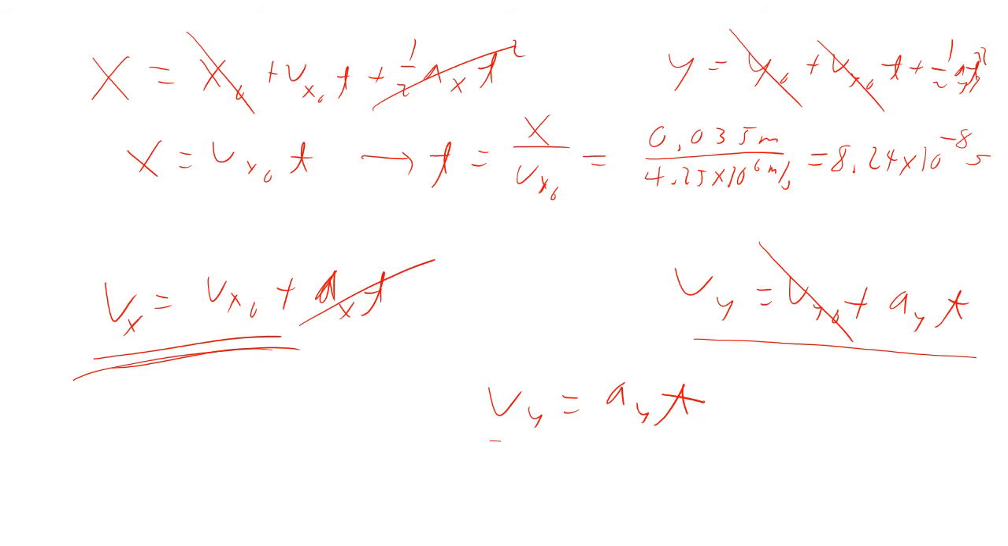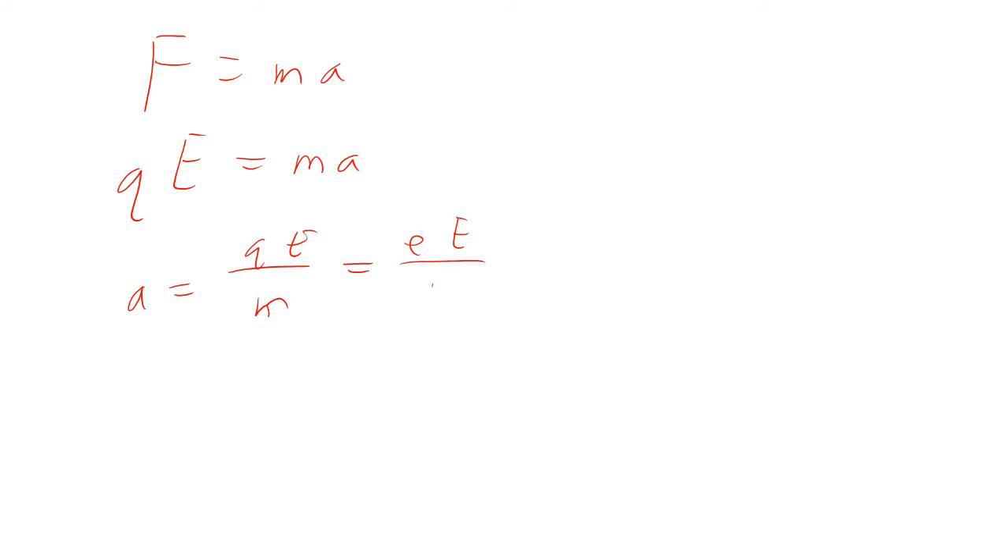So Vy is just going to be Ay times time. We've got time. All we have to do is find the y acceleration. Well, we know that F equals ma. We know that F is going to be qE, and so that's equal to ma. And so the a is just going to be equal to qE over m. The q is the fundamental charge because it's a proton. And I told you that E was 7150 newtons per coulomb. So that's the electric field that's in there.